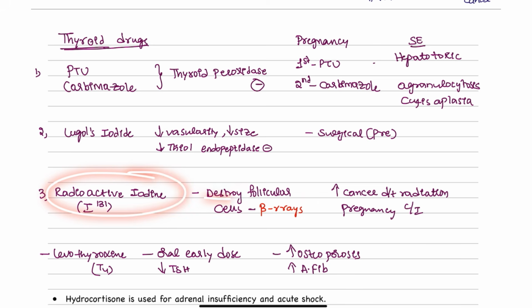Radioactive iodine, this is used for destroying the follicular cells via beta rays, and cancer due to radiation, pregnancy contraindication. Levothyroxine decreases the TSH, right? Levothyroxine is going to increase the thyroid synthesis, and those who are suffering from hypothyroidism we can give it, but osteoporosis and atrial fibrillation will be seen.